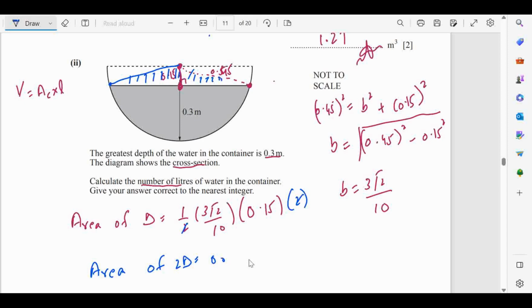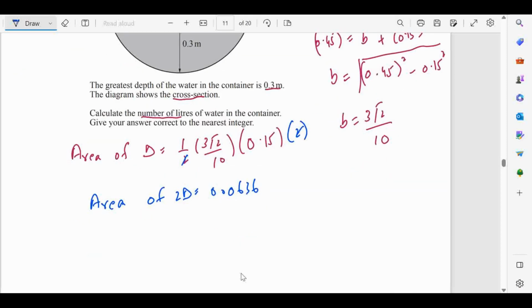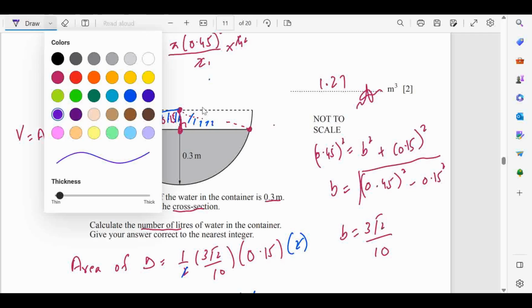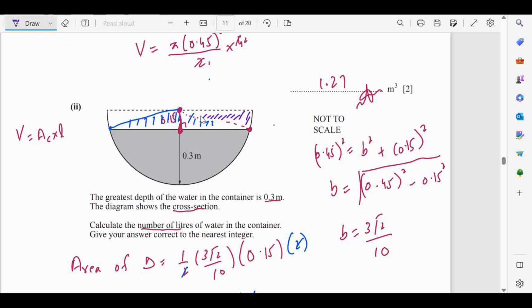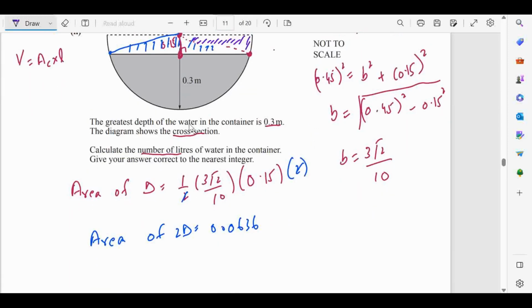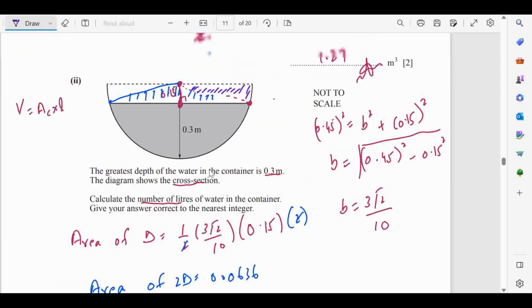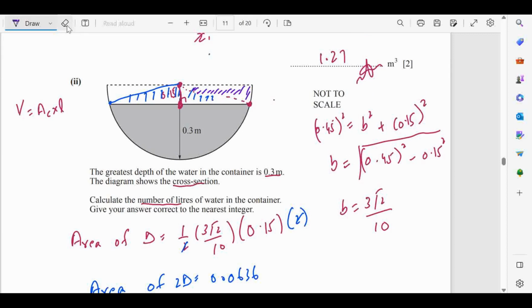So the area of the two triangles will be equal to 0.0636. Now for the unshaded region, we need to find the area of this sector. Let me remove this shape. The formula for the area of a sector is, let me write it over here, area of sector equals theta divided by 360 into pi r squared. We know the radius, but we don't know the angle theta. So first, let's find the angle theta.